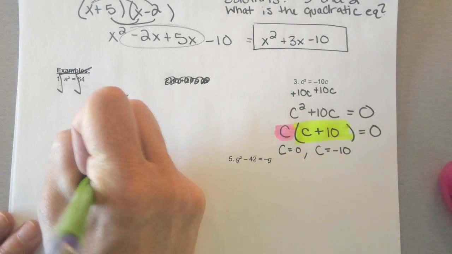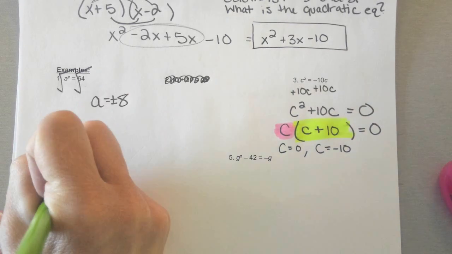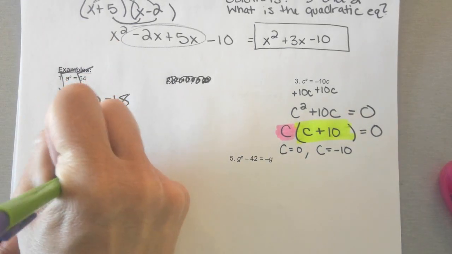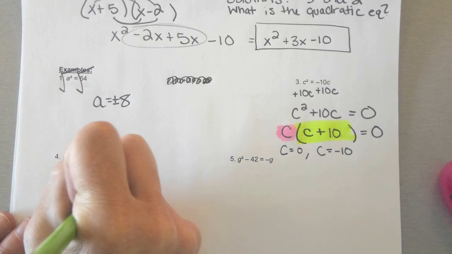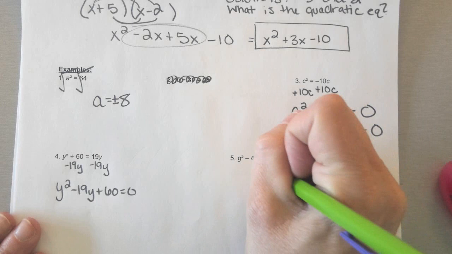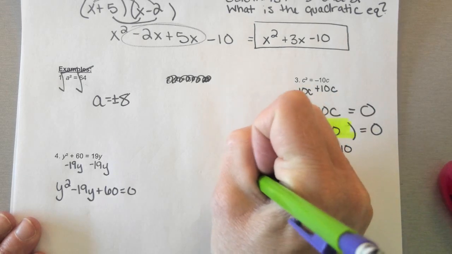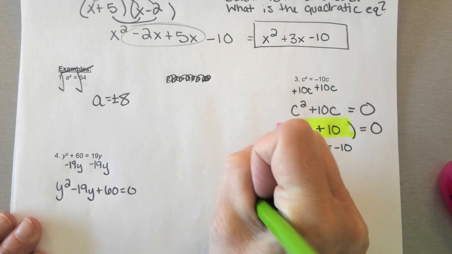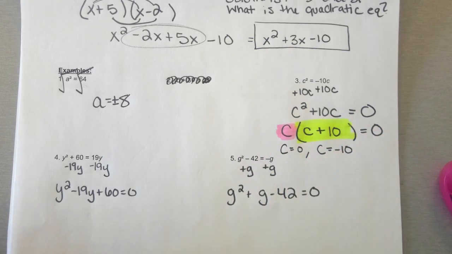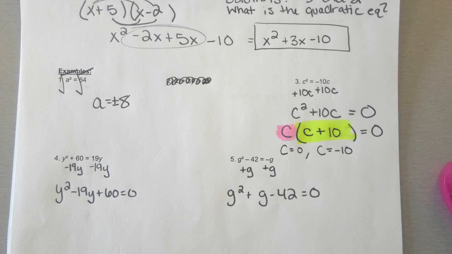For this one, again, I need to set it equal to 0. So y squared, I'm going to move the 19y over. Again, if it's not set equal to 0, you want to do that first. So let me fix number 5 while I'm at it. So again, you want all your stuff on one side together and then have it set equal to 0. That's the most conducive for us to solve.